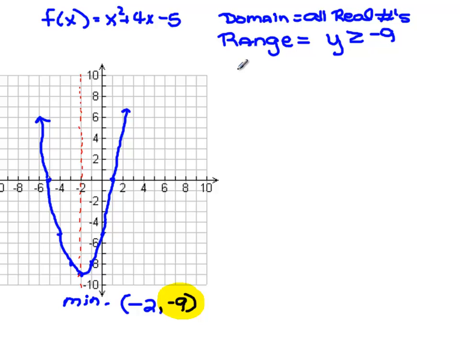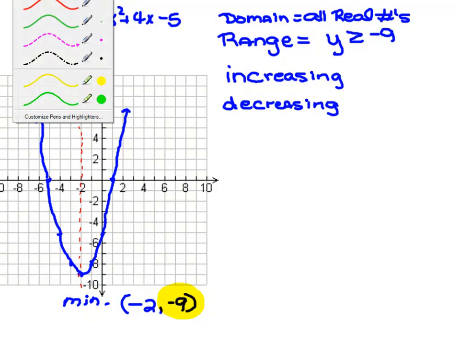In addition to that, we can also ask about where is my graph increasing and where is my graph decreasing. Well, to do that, I always draw in that dotted line for my axis of symmetry.